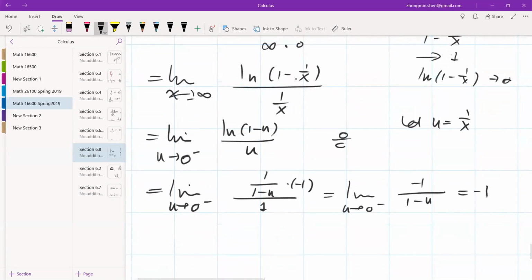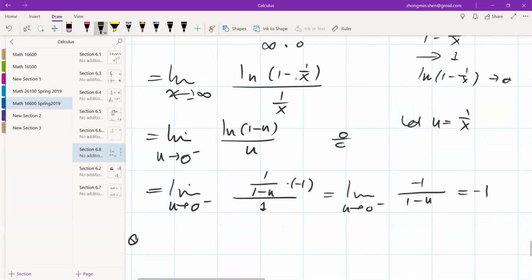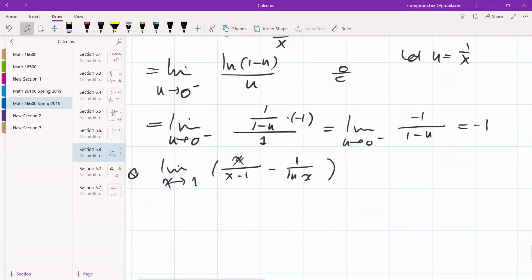I believe 51 is a homework problem. Can you work out this problem in the class? You cannot easily get the limit just by looking at it. We have to modify this.